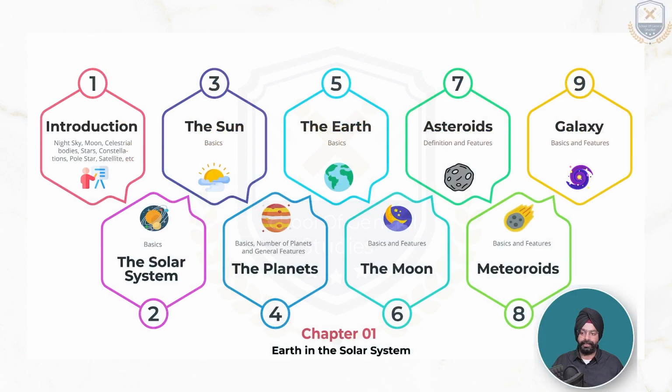So this is how we conclude our chapter, as we have seen some introduction, the definitions of the full moon, the moon, celestial bodies, constellations. Then we have seen some features of our solar system. Then we also saw the definitions and features of the sun, the planets, our beloved planet Earth on which we live, our moon, the asteroids, the meteoroids, and finally we concluded the chapter with the galaxy.